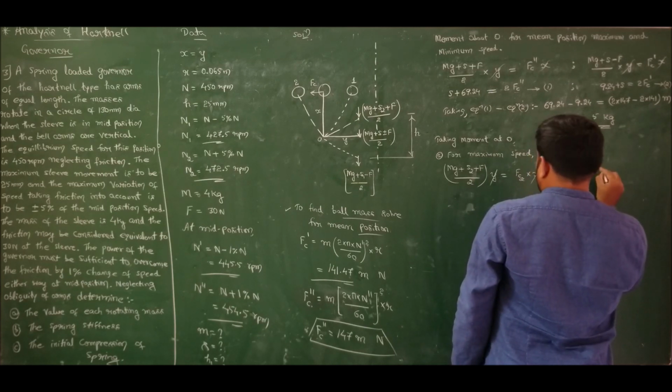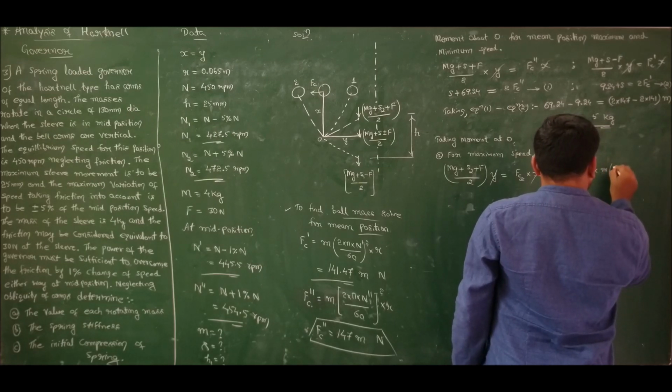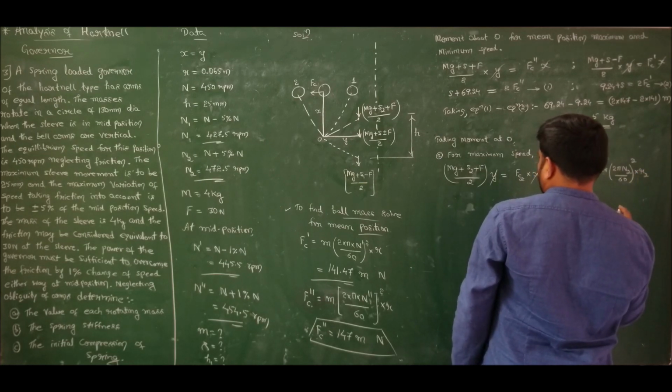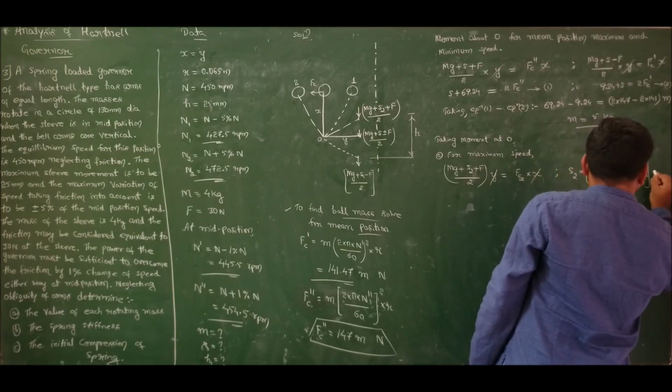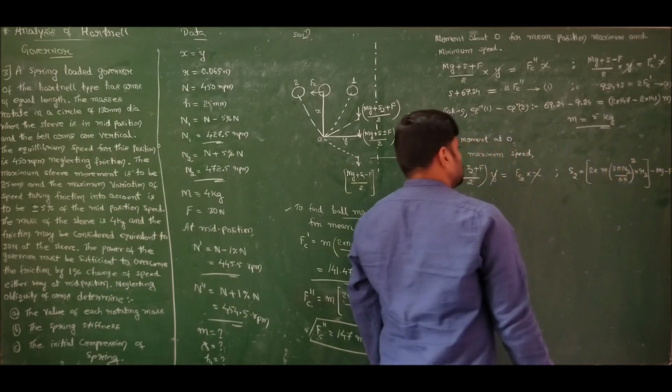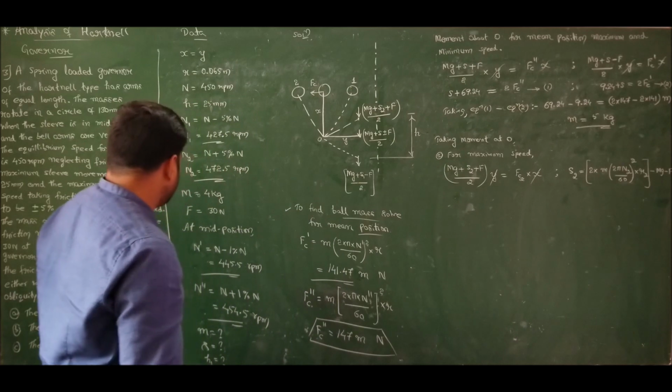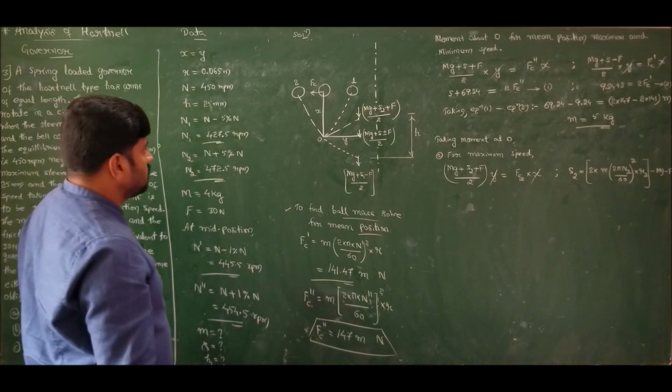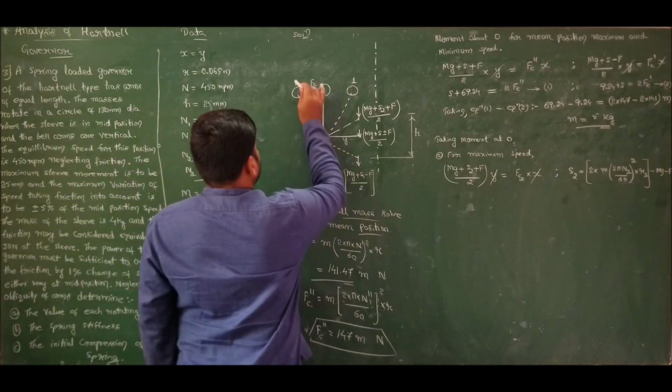S2 will be equal to 2 times Fc2. What is the value of Fc2? M omega square, that is 2 pi N by 60 whole square into R2, minus mg minus f. This is what I have. What is the value of R2? R2 is not known. So form similar triangles and find out the value of R2.